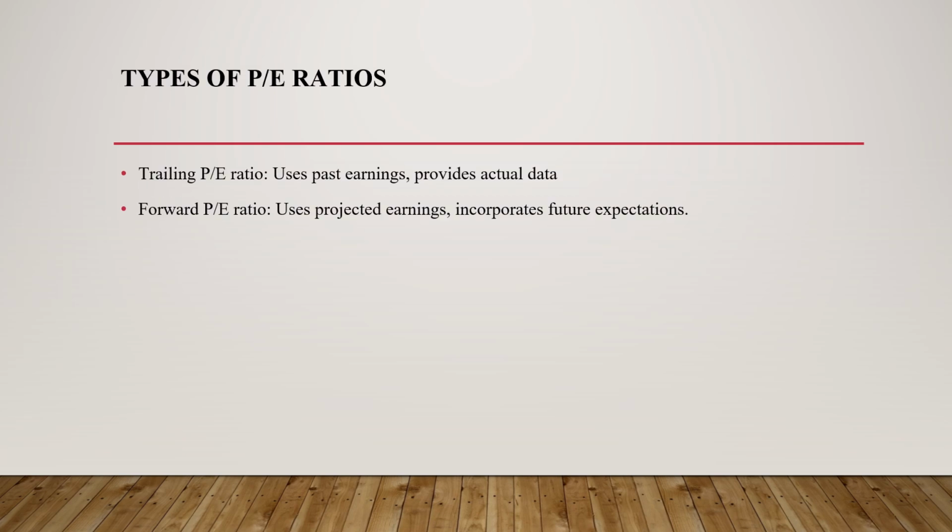Did you know there are different types of P/E ratios? Most discussions focus on the trailing P/E ratio, which uses earnings from the past 12 months. However, there's also the forward P/E ratio, which uses projected earnings for the next 12 months. Each has its pros and cons. The trailing P/E gives you a snapshot based on historical performance, while the forward P/E can give you a sense of growth potential, but be cautious.